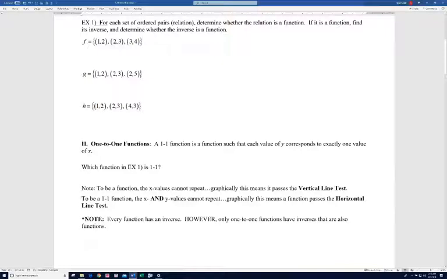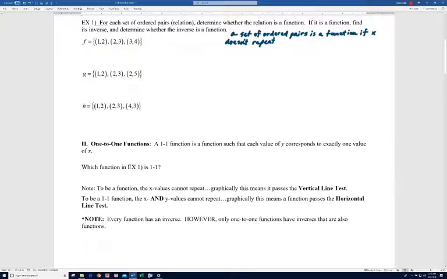So it says here, for each set of ordered pairs, or each relation, determine whether the relation is a function. If it is a function, find its inverse and determine whether the inverse is a function. Now, if you remember what we learned about functions, particularly ordered pairs, or what makes a function when you're looking at ordered pairs, you might try to go ahead and follow directions here and then watch the video. All right, so we previously learned that a set of ordered pairs is a function if x doesn't repeat.